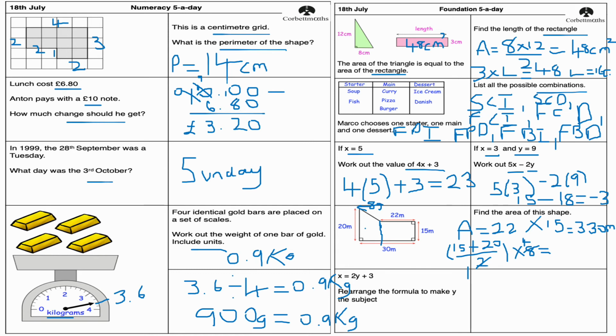So 35 times 2 is 70, times 2 again is 140, and it's 140 meters squared, because remember that units for area is always units squared. So it's meters squared for that, and it's meters squared for that. Therefore, the total area is 330 plus 140, which is 470 meters squared.